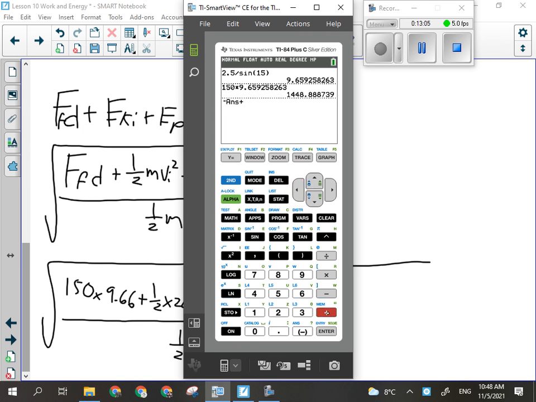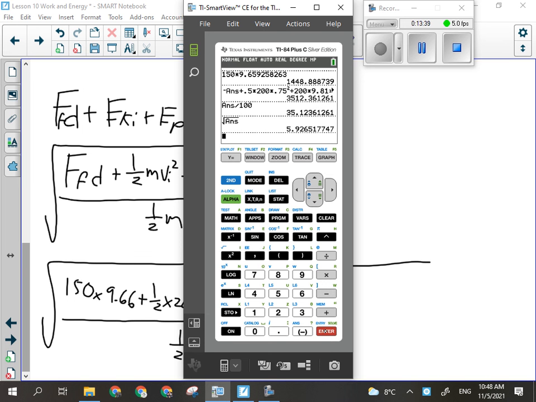Then add on the energy I had at the beginning. So that'll be my 0.5 times 200 times 0.75 squared plus 200 times 9.81 times 2.5. And then I'm going to divide that by 100 because that's half of 200. And now what do I do? Square root. So at the bottom of the ramp, it's going to be going 5.9 meters per second.